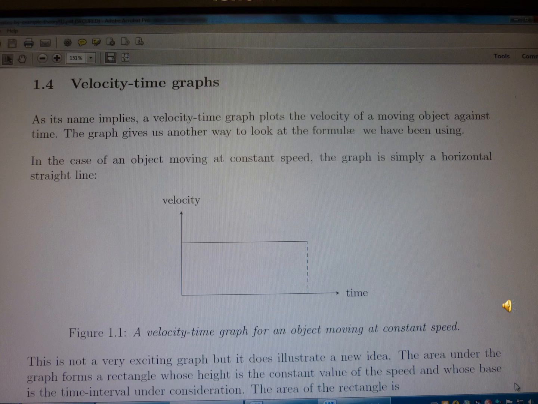See, there's a velocity and time graph. So fix the time, and the velocity is constant over the time. That will be this velocity and time graph for the object moving at constant speed. This is a velocity and time graph for the object moving at a constant speed.